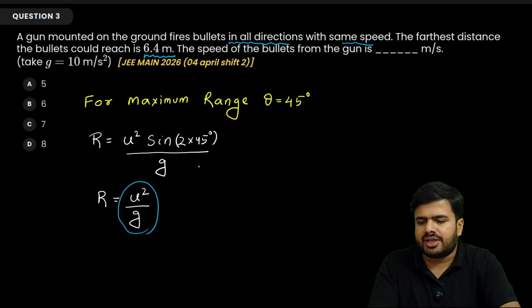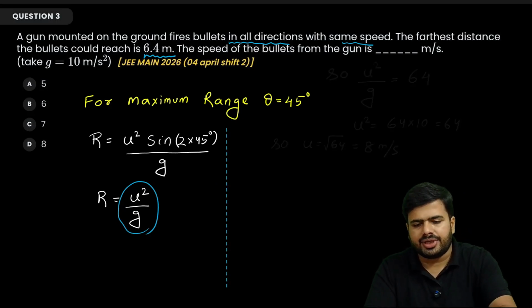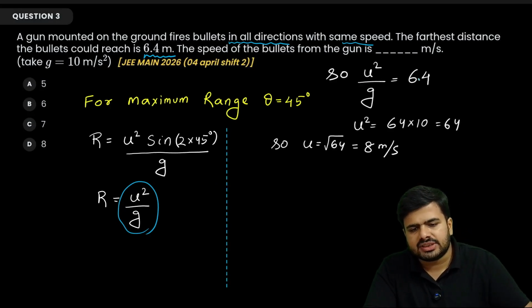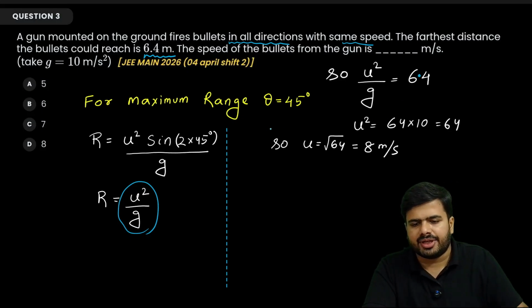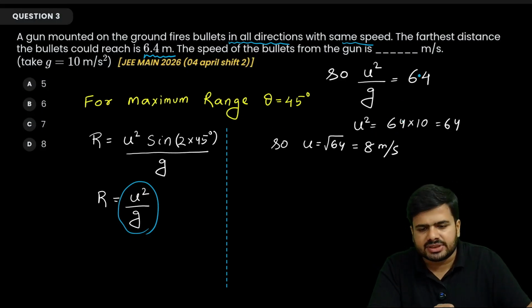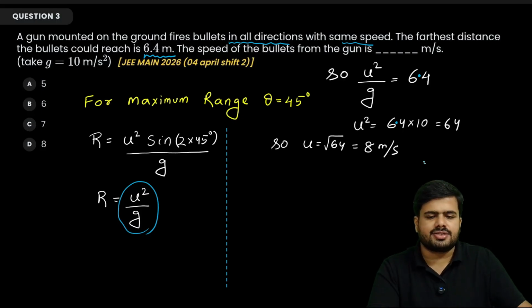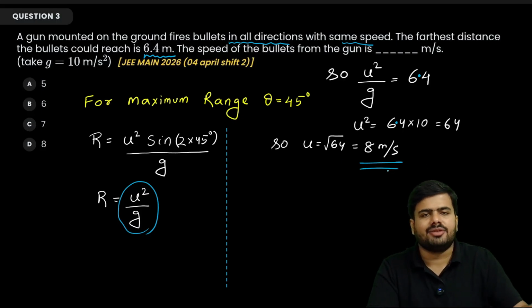Directly we can do range into g. u square upon g is given as 6.4. In the question, 6.4 meter they have given. So u square will be how much? 6.4 into 10, that is 64. So u we are getting as 8 meter per second.